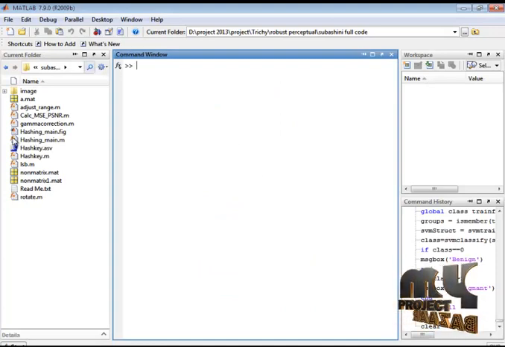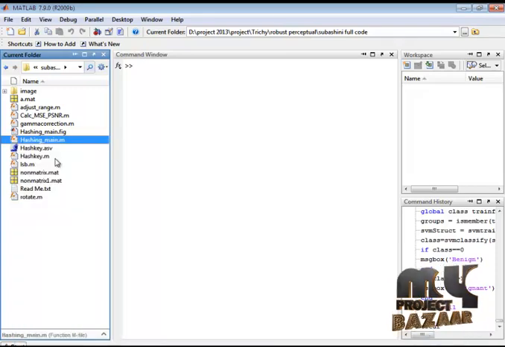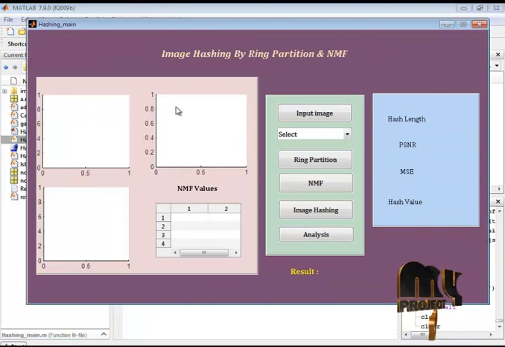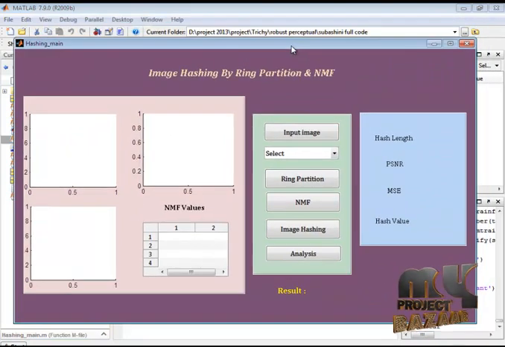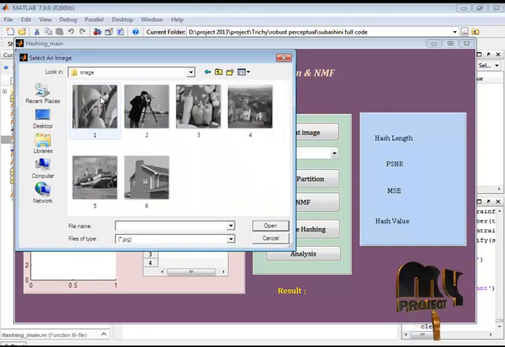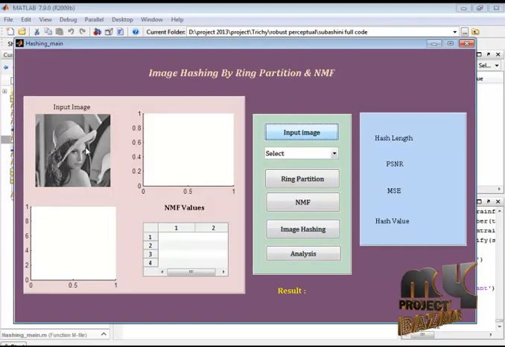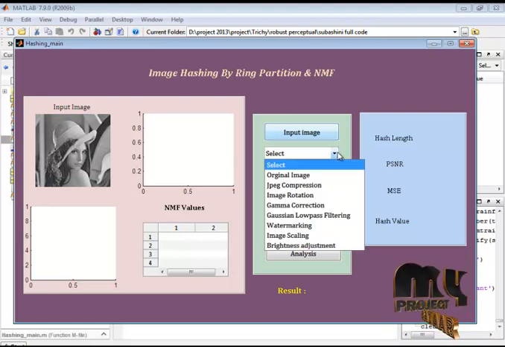Here I have the hashing main.m file. Select this file, right click and run the file. So this is our GUI design. Initially we have to give the input image. In the dataset, I have 6 sample images in total. Now I am selecting one image. This is the input image. The input image will be modified by the 8 tasks.